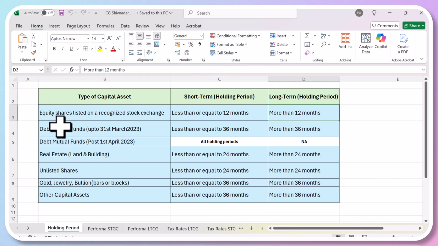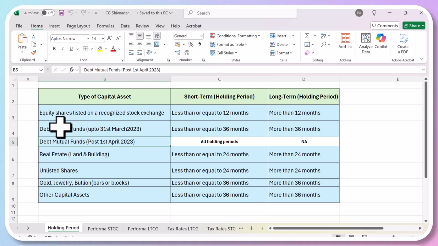Then we come to debt mutual funds. I have covered debt mutual funds under two categories. The first category is up to 31st of March 2023, last year. At that time there was a classification: if you hold debt mutual funds for less than 36 months, and those held for more than 36 months. Here the taxation was brought down if you held these debt mutual funds for more than 36 months. But now that has gone.